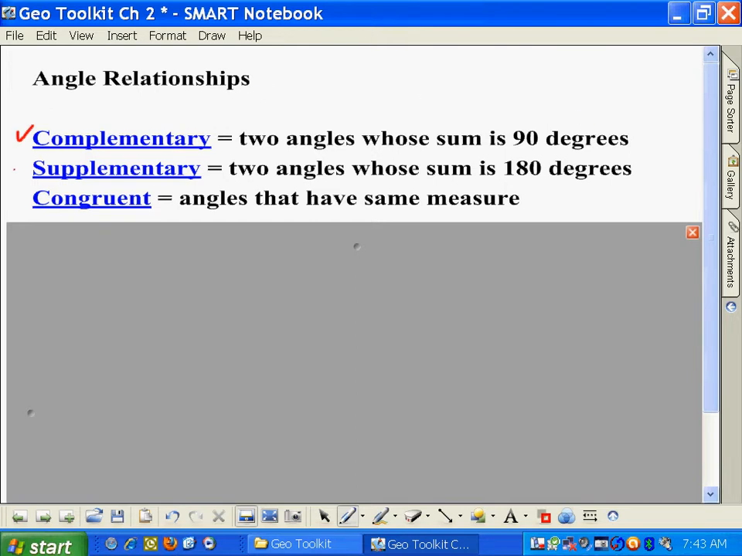The second one is called supplementary, and that's two angles whose sum is 180 degrees. And then finally we have congruent, and that means two angles that have the same measure. So please write these down in your toolkit, and now I will show you how these might be used.